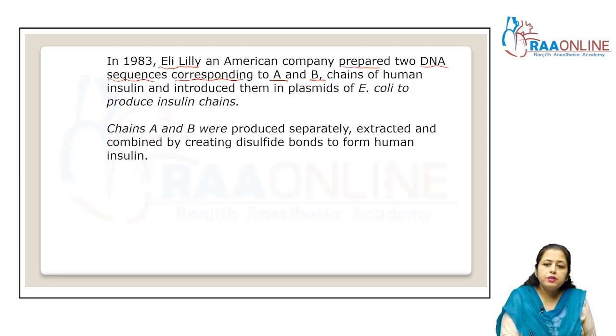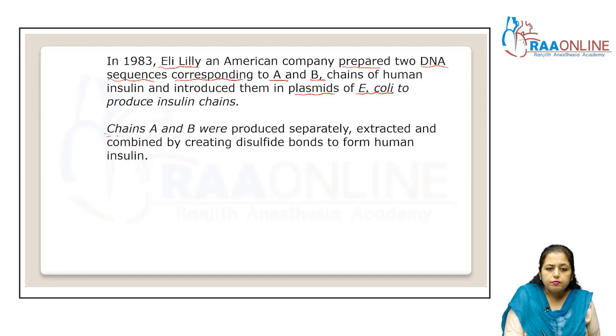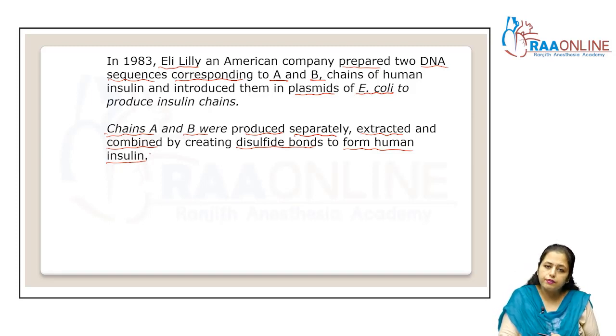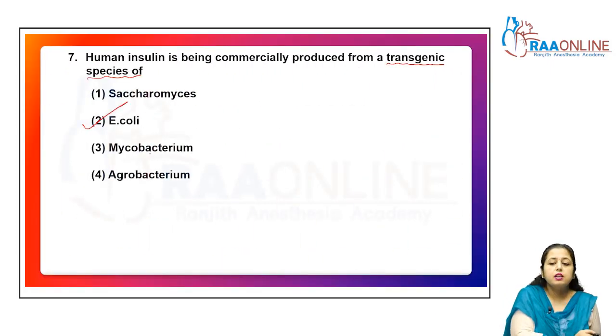They introduced them in plasmids of E. coli, that is Escherichia coli, to produce the insulin chains. So chains A and B were produced separately, extracted and combined by creating the disulfide bond to form human insulin artificially. In that manner, human insulin is commercially produced by the transgenic species of Escherichia coli.